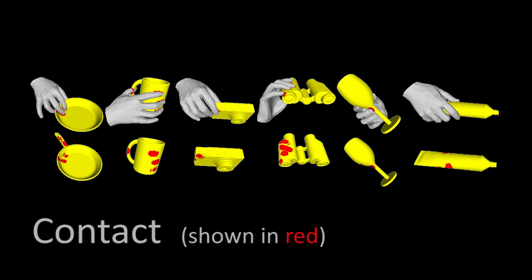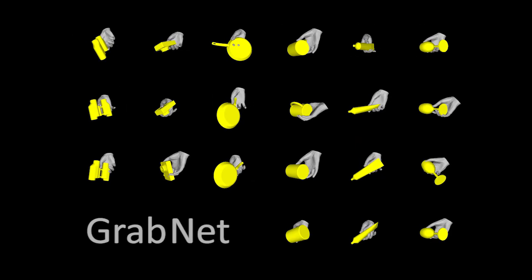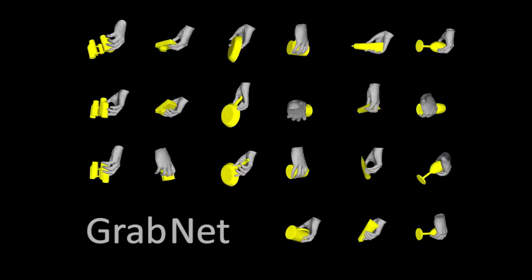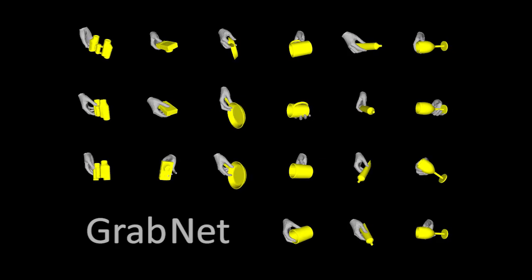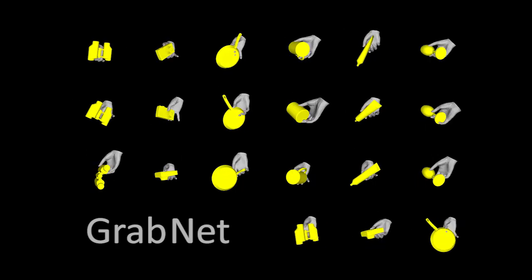From the reconstructed MANO hand mesh and the given object mesh, we compute contact areas. These are shown here in red and are enlarged for visibility. By inferring parameters of the MANO hand model, GrabNet constrains contact to be anthropomorphically plausible. Here, we see generated grasps for several unseen object shapes.